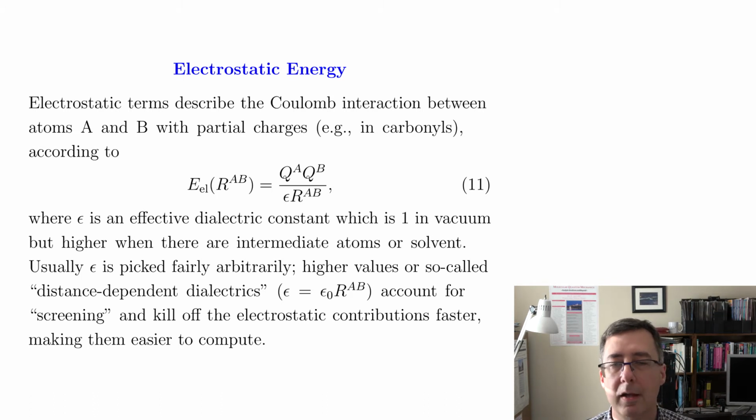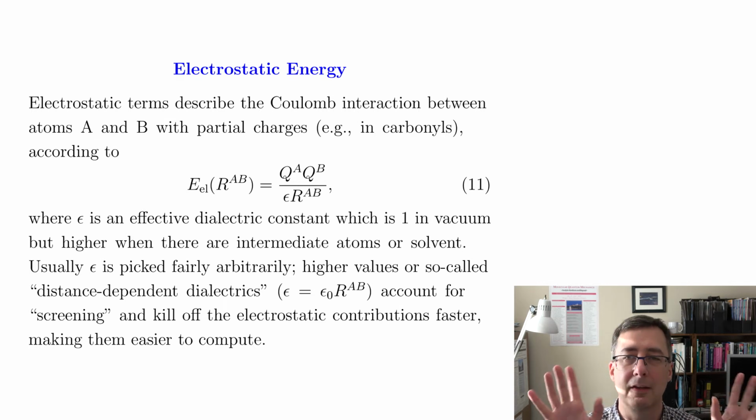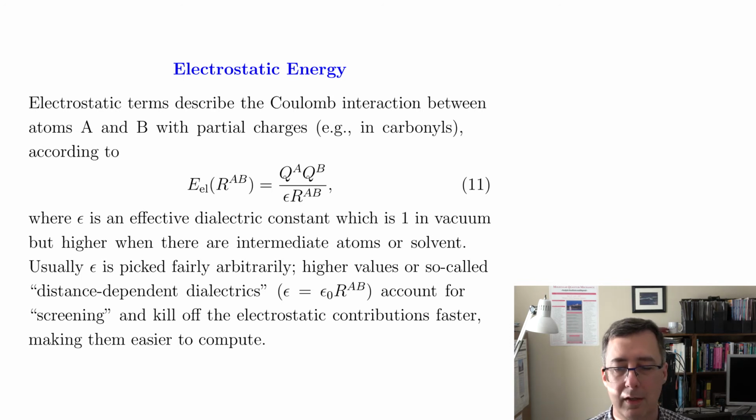How to pick epsilon is a little bit of an art. In fact, sometimes people do kind of a wacky thing called distance-dependent dielectrics, where they say epsilon equals epsilon naught times the distance between the atoms. There's not really a physical justification for that. It's convenient to try to make the interaction die off quicker, and you could wave your hands and say something about screening by solvent to explain why you're doing that, but basically it's a way to turn these interactions off quicker. You'll see that in the literature sometimes.